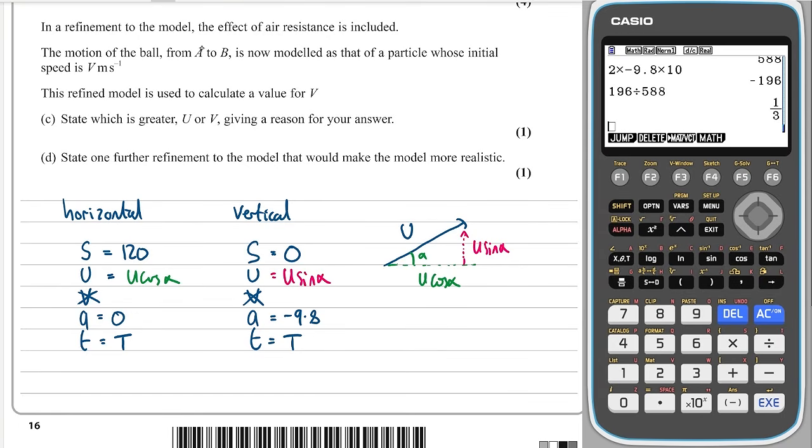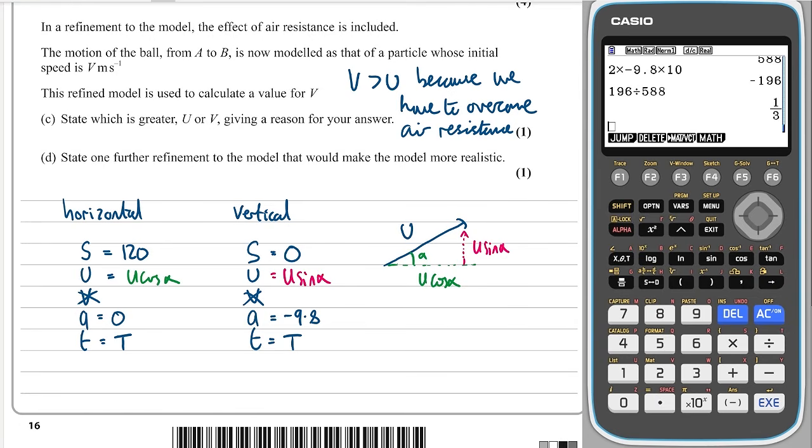It then says that there's a new model, and we are now looking at air resistance, and the new initial velocity is capital V. So state which is greater, V or U. So V is greater than U, and that's because we have to overcome air resistance. So if you need to throw an object just as far as you did before, but this time you've got air acting against you, then you're going to have to throw it harder. So that's why V is greater than U.